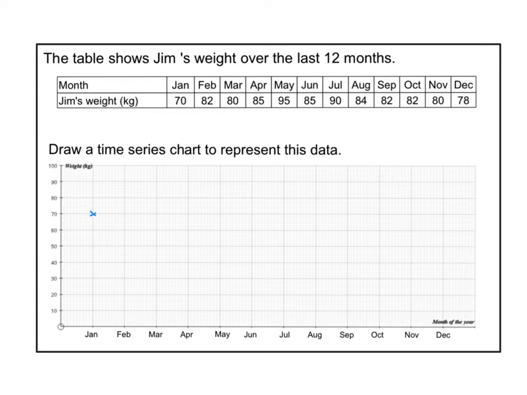February is 82. Now yours will be a much larger and more accurate graph in your exam. March 80. And you just carry on going and so on. Eventually your graph will look like this, and you can join everything up with straight lines.